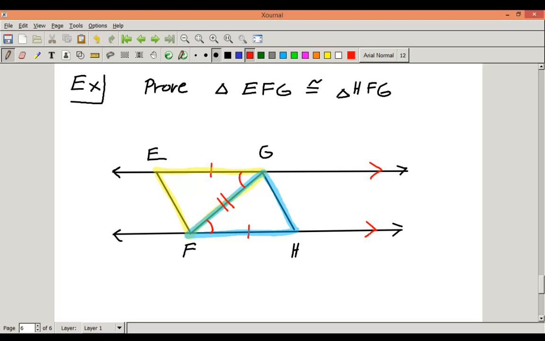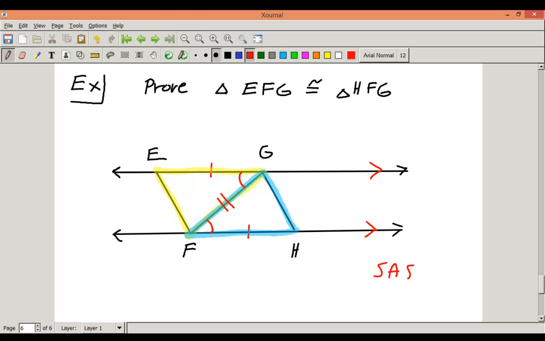FG is the transversal. Okay, so now if you look at the yellow triangle and the blue triangle, you'll notice that they have two pairs of congruent sides. You can see by the markings there. And the included angle is congruent in both of the triangles. So you just met the postulate SAS there. And again, repeating what that postulate says, if two sides and the included angle of one triangle, that'd be the yellow one, are congruent to two sides and the included angle of another triangle, that'd be the blue one, then the triangles are congruent. And so that's the proof of proving that those two triangles are congruent.